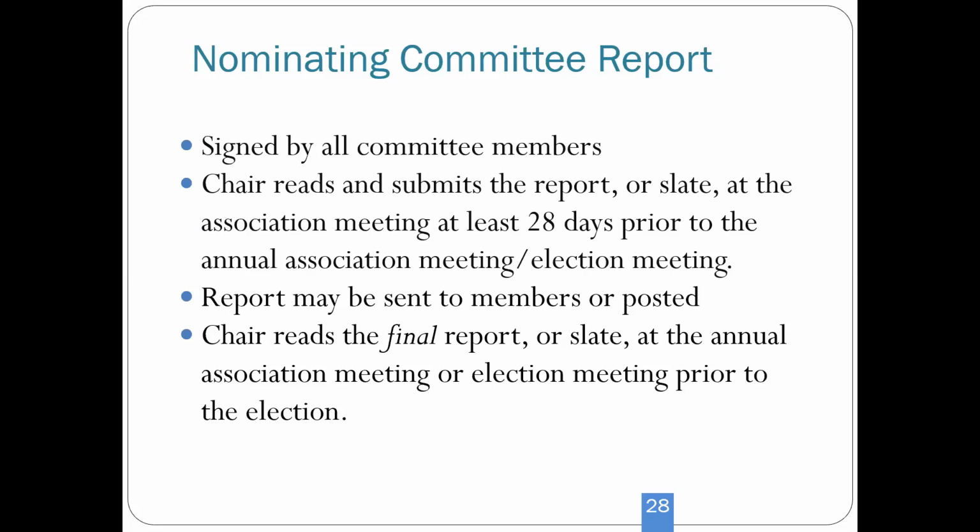So look for that. Getting back to the report, it should be signed by all the committee members. The chair reads and submits the report or slate at the association meeting at least 28 days prior to the annual association meeting or election meeting. So this is the first report of the nominating committee. The report may be emailed to members or posted at the school office. The chair then also reads the final report or the slate at the annual association or election meeting prior to the actual election.